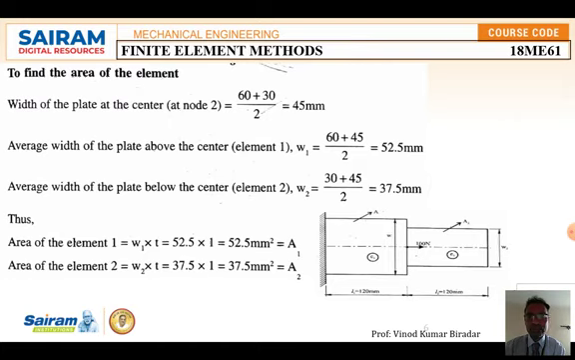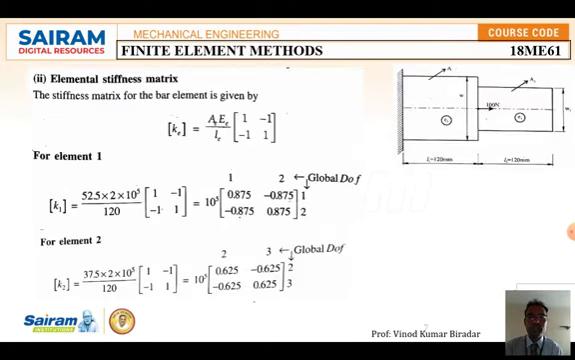Now we know the area. Young's modulus is given, length is also given, then go for applying the procedure. Same procedure. Since it is a 1D bar element, how many nodes are present? 3 nodes are there: node number 1, node number 2, node number 3. So the element stiffness matrix is equal to what? The stiffness matrix for the bar element is normally given by K equals AE by L times the matrix [1 -1; -1 1].